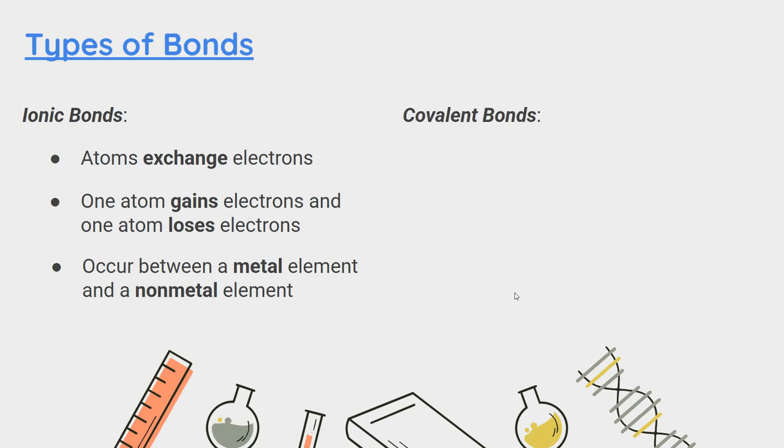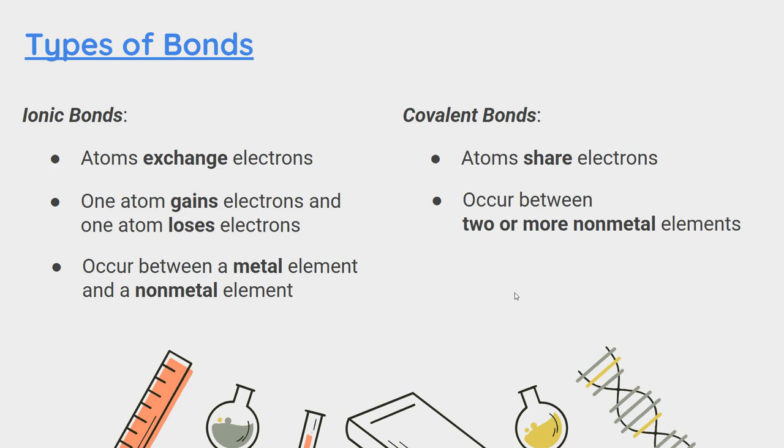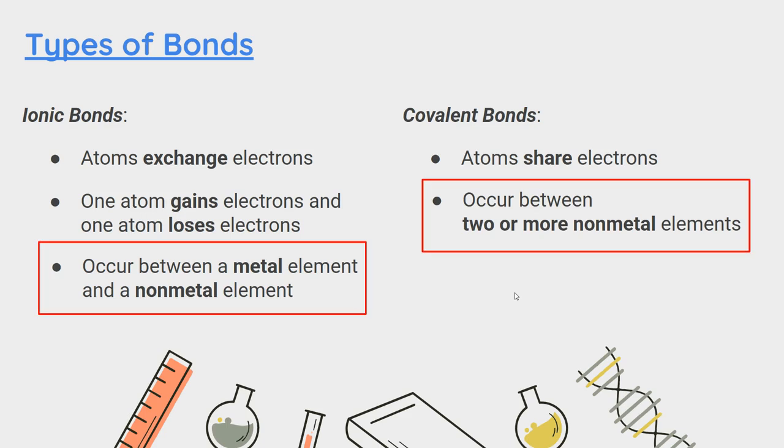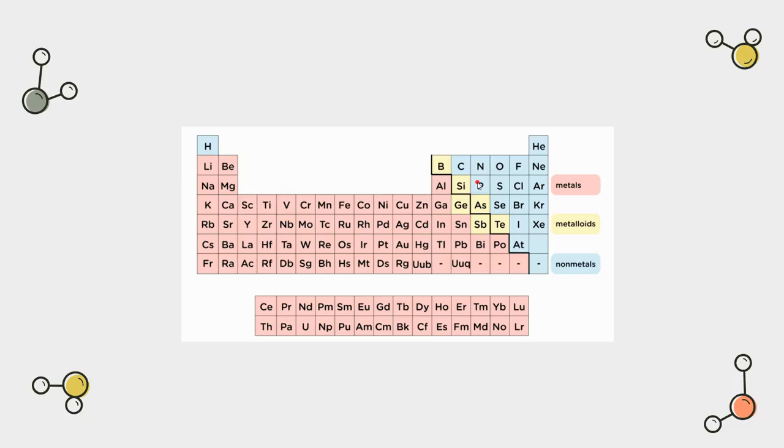In contrast, covalent bonds are when atoms share their outer electrons, their valence electrons, and these occur between 2 or more non-metal elements. Now, the skill for this part of the quiz is really focused on these last two rules. We'll differentiate between ionic bonds, looking at metal and non-metal elements, and covalent bonds when we have 2 or more non-metal elements. Let's take a look at the periodic table.